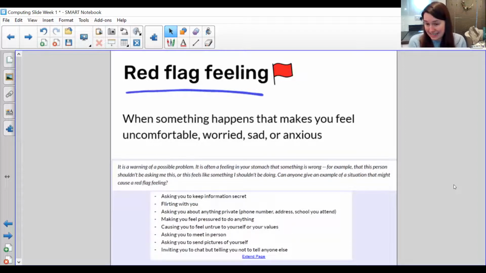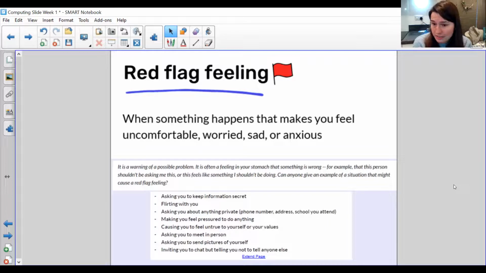You guys are in year 6 and you do use social media, some of you, or chat rooms on your games. You need to be aware of what would constitute a red flag feeling. So for example, if someone asked you to keep information secret, if they said, here's a bit of information, but don't tell anyone. Flirting with you, making you feel uncomfortable. Asking you anything private, asking for your phone number or your address or which school you attend. Making you feel pressured to do something, really putting the pressure on: "No, come on, you should do this."